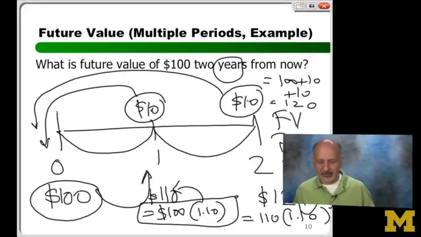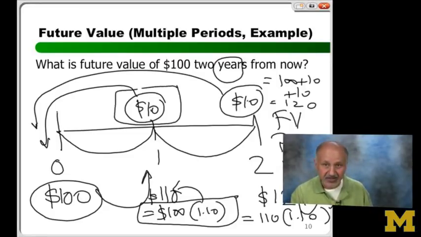The answer is very simple. What we have ignored in all this is this $10, which was not here, is added here, will also earn interest over the second period. And what is 10% of $10?